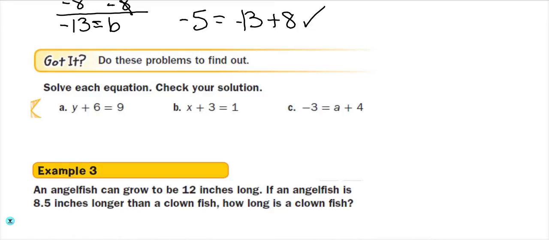Okay, let's take a look. So we have A, which is y plus 6 equals 9. Okay, we need to get y by itself. It says plus 6, so we need to do the opposite, which is minus 6. Okay, that's going to give me y. These have canceled. And then I'm left with 9 minus 6, and that gives us 3. Okay, check your solution. So if I do 3 plus 6, do I get 9?